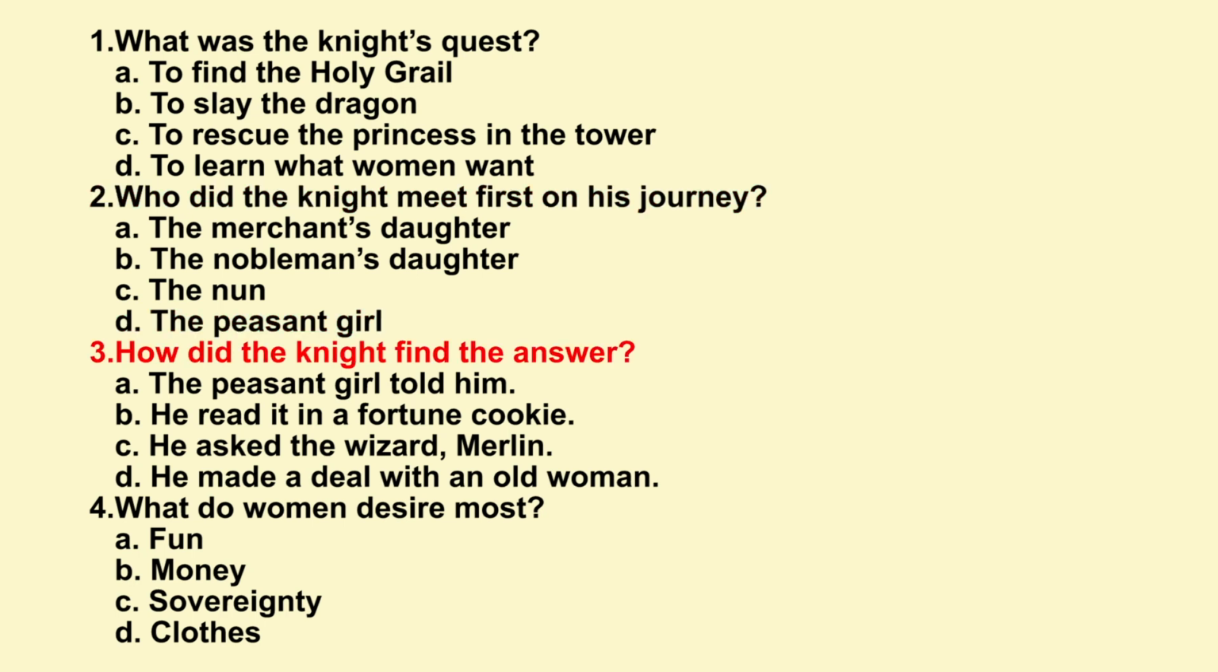Question 3. How did the knight find the answer? A. The peasant girl told him. B. He read it in a fortune cookie. C. He asked the wizard Merlin. D. He made a deal with an old woman. The answer is D. He made a deal with an old woman.